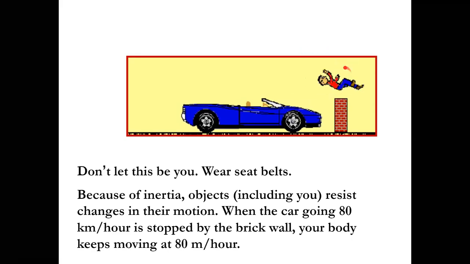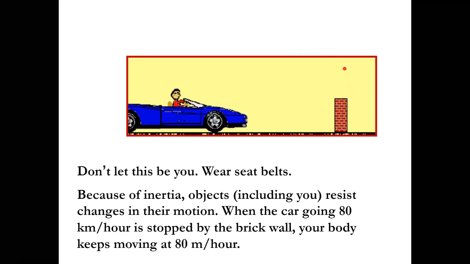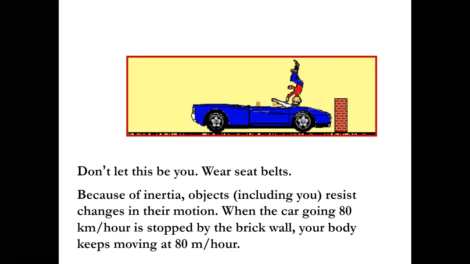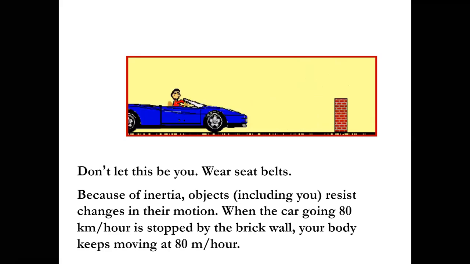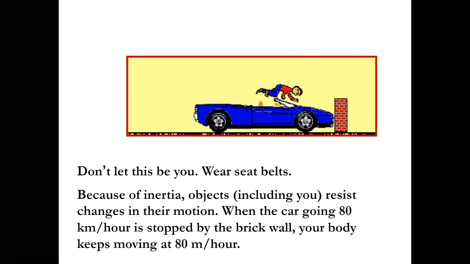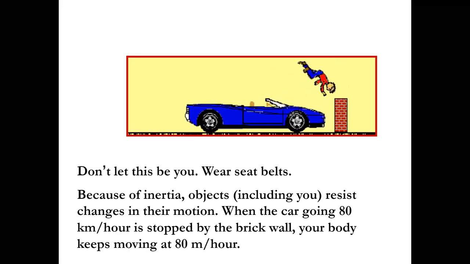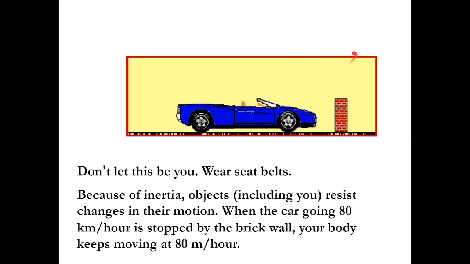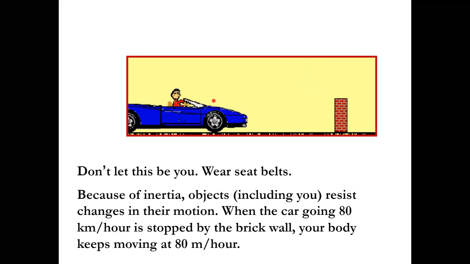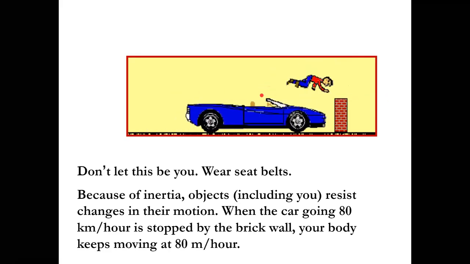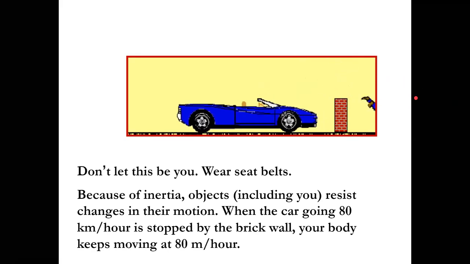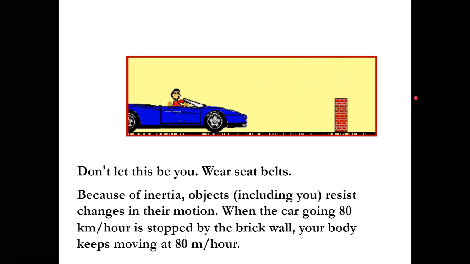However, you still have some inertia, right? You are an object made up of mass. And if you're a human, that means you probably have at least 60 or 70 kilograms of mass on you. And so it's hard for that motion to change because of your mass. So even though the car is stopped, you are going to keep going forward because your inertia says that you're going to keep moving until something causes you to stop.